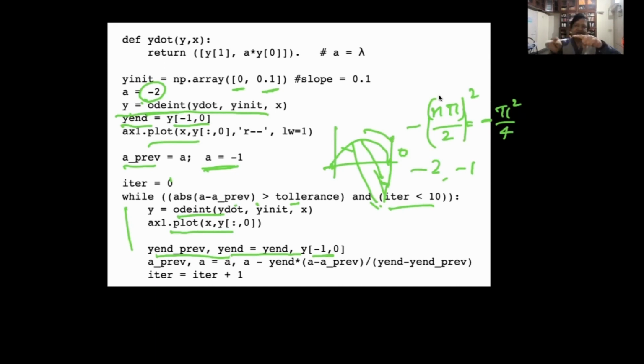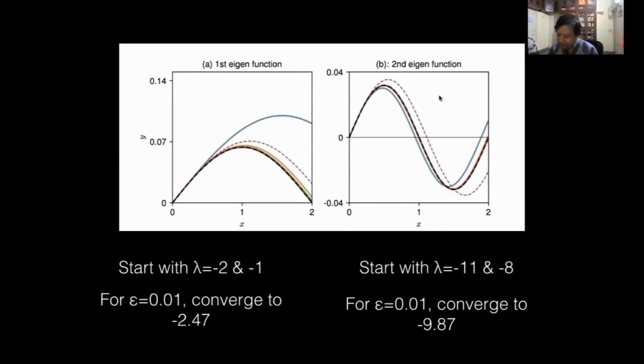So this is the secant method. Taking 2 values, you get a slope, from y end minus y end previous over a minus a previous, and we converge. It will give us minus pi squared by 4. So let's see what we get. We get both eigenfunctions, which are here. My 2 values are this and this. The slope is 0.1 always. My endpoints are this and this, but we keep going closer and closer. I have to satisfy y at 2 is 0, and we get this.